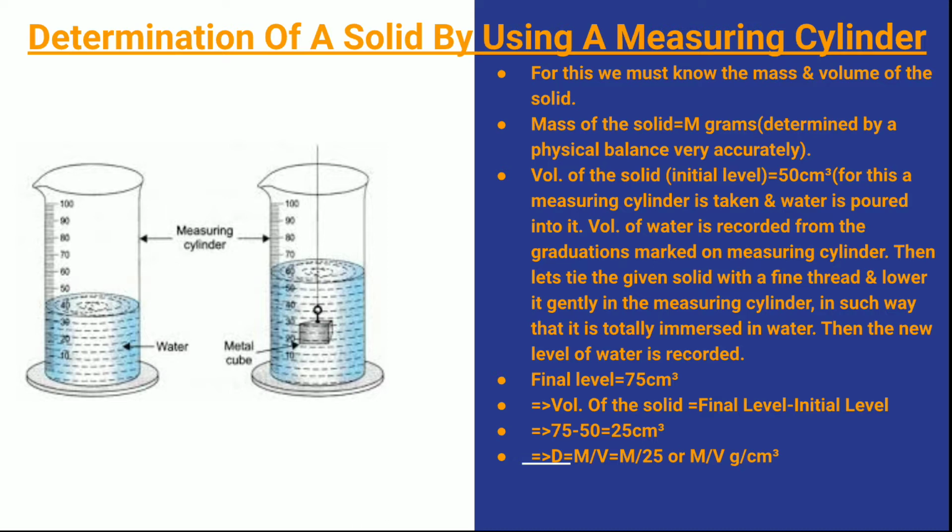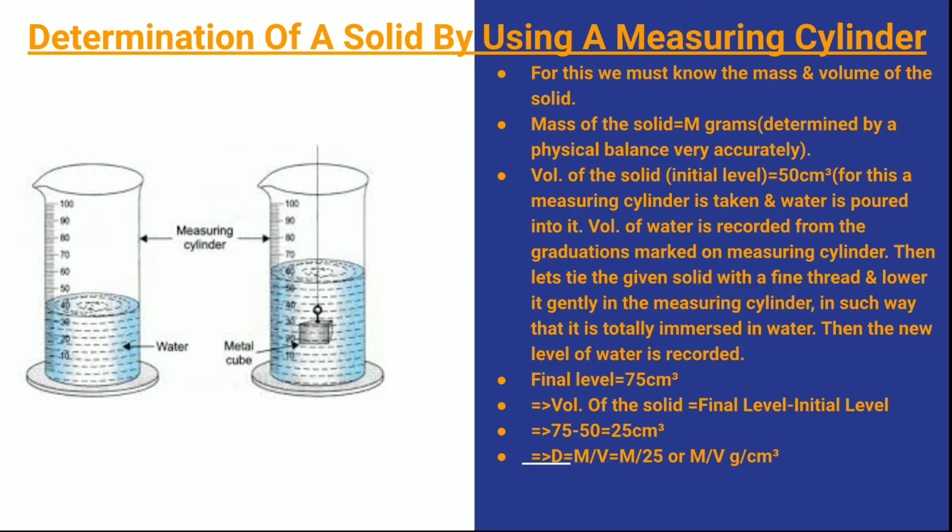For this we need to have a measuring cylinder. Before measuring the density of a solid, we first need to know the mass and the volume of the solid. The mass, say it's m grams, can be determined by a physical balance or a beam balance, and we can get the mass of the solid very accurately.